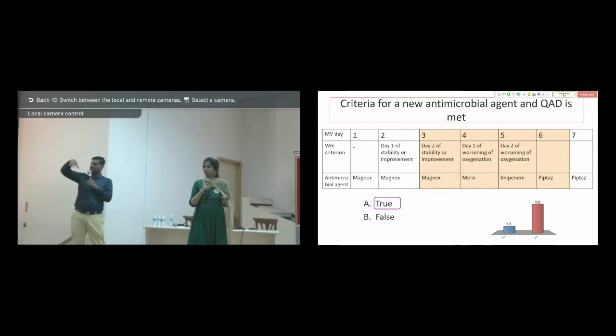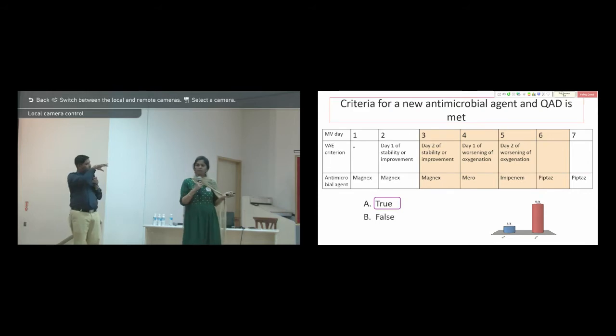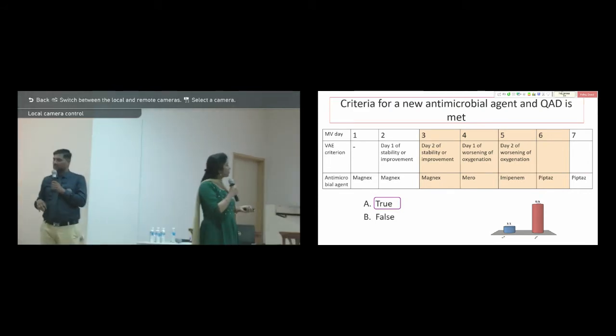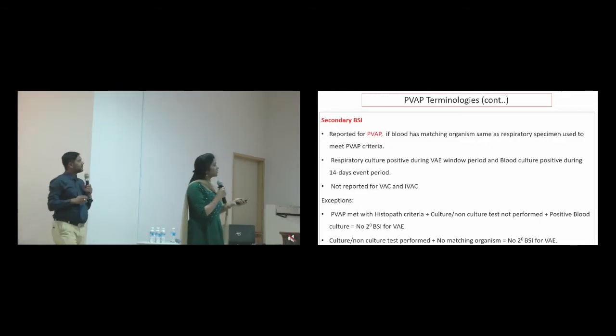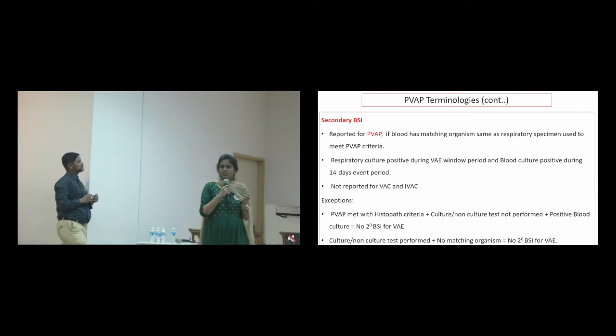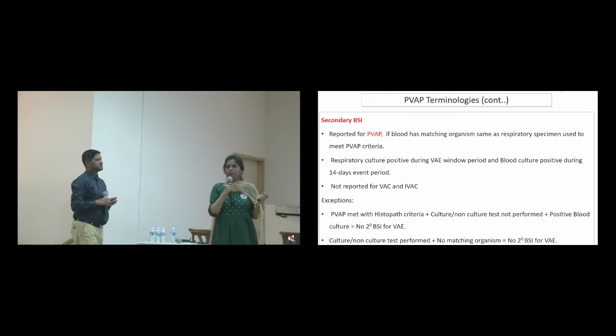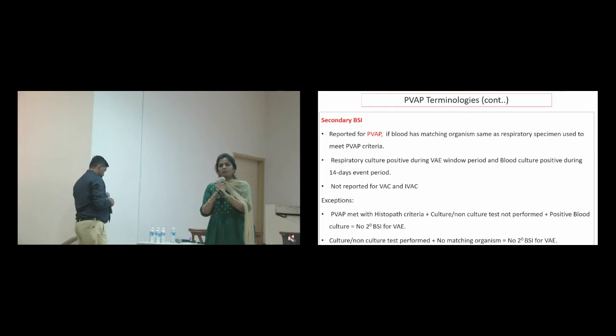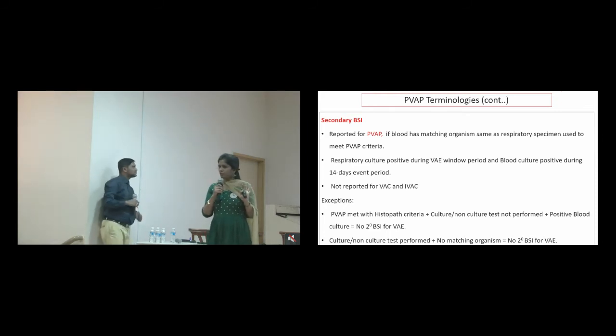This particular MCQ will clarify all your doubts because it has a combination of many antibiotics. Next, a few questions are there at the end, please answer. So this is the terminology secondary bloodstream infection. This is reported for PVAP. Why? Because culture criteria comes only in possible ventilator associated pneumonia.